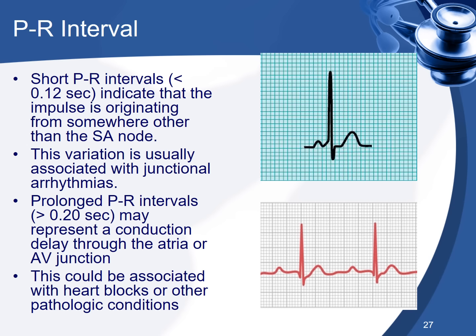Now, the next picture is showing a prolonged PR interval, which means that it's longer than 0.20 seconds. That means that there is a conduction delay. Something is causing a delay for that signal coming from the SA node to get into the ventricles. And this is what your atrioventricular blocks will look like. It could be caused by medication, it could be caused by some neurologic effects. Most of the time it is because of a heart block.